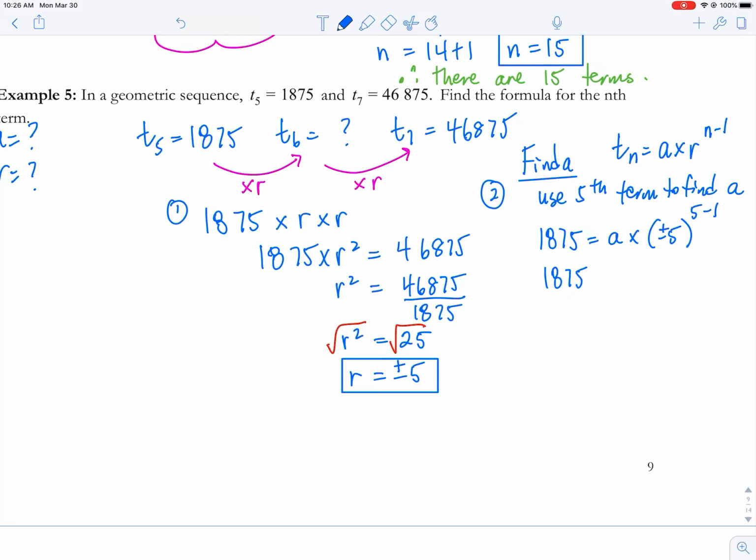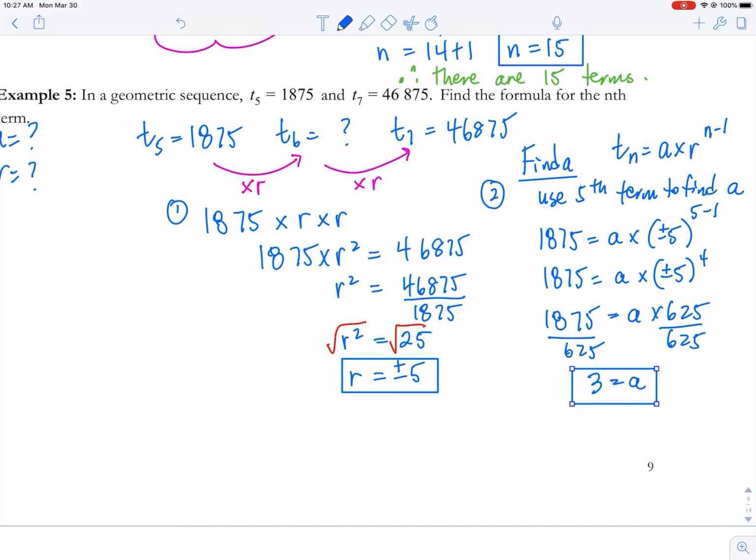So I'm going to have to do two separate versions, I think. 1875 equals A times plus or minus 5 to the 4. Oh, and actually I won't, because whether it's 5 to the 4 or minus 5 to the 4, we'll always get a positive answer. So 1875, there's just one answer there, equals A times 625. Divide both sides by 625, and I get that A equals 3.